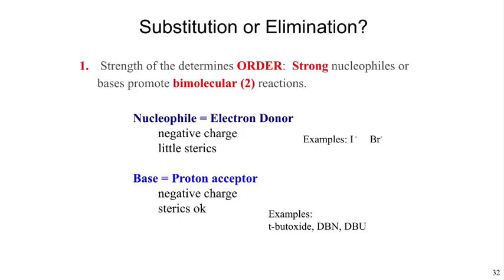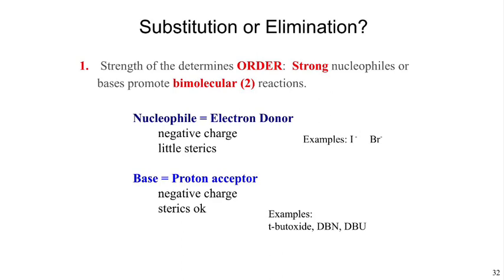Okay. Strength determines your order. Order is a fancy term. Don't stress too much about it. I'll define it here in a second. So strong nucleophiles or bases prefer bimolecular, 2-type reactions. So if I see something that's strong, that's SN2 or E2. It doesn't tell me I favor SN2. It just tells me 2 type. So it could be either SN or E.